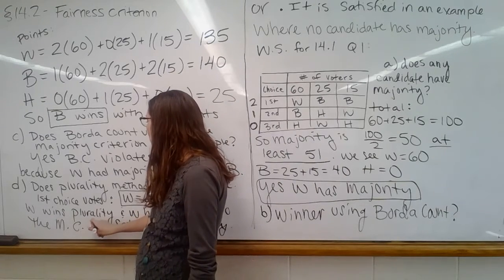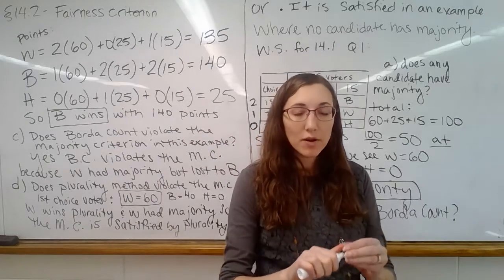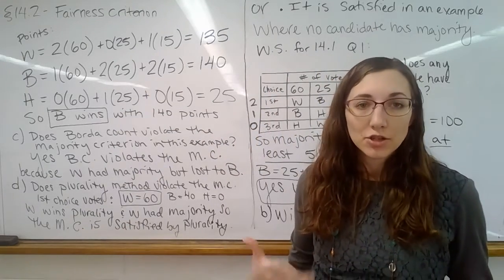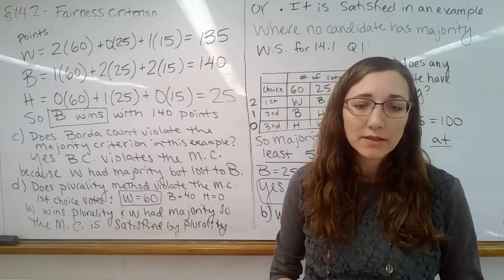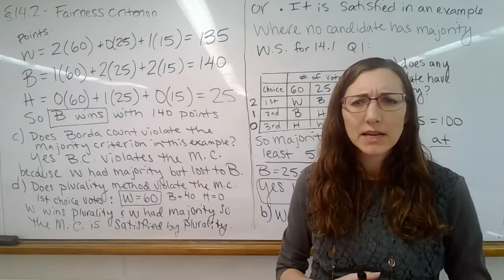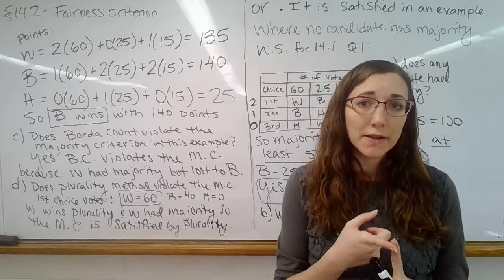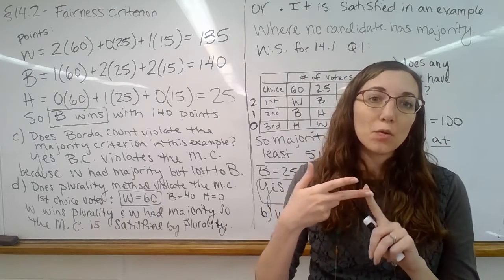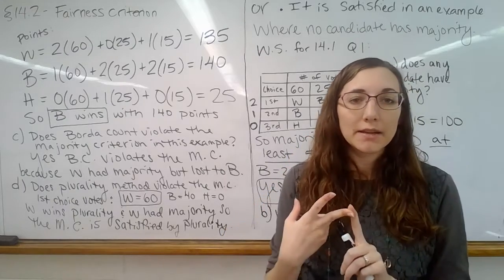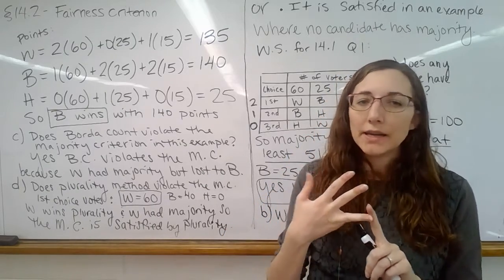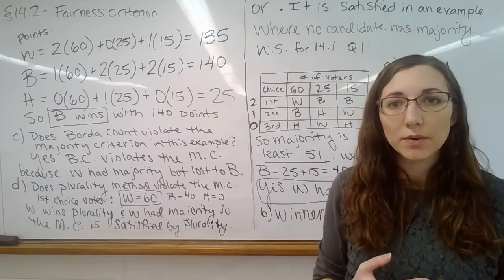So remember, we said there's two different ways to satisfy it. Either the candidate who does have a majority is actually declared the winner by the method, or there's no one with a majority, and so then it's automatically satisfied. So in this particular example, there was someone with a majority, so it was satisfied by plurality, which did elect that candidate the winner, and it was violated by, in this example, Borda count, which did not elect that majority candidate the winner.